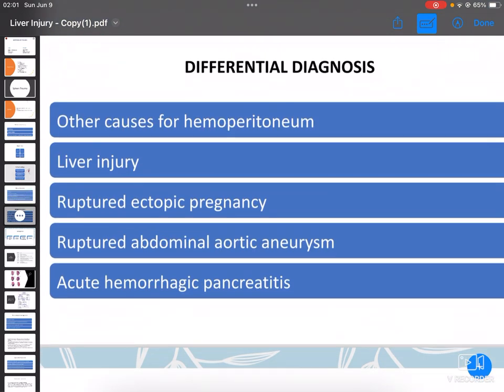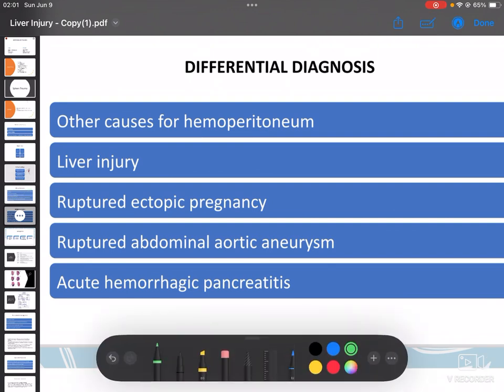Differential diagnosis: other causes of hematuria. There may also be associated liver injury, a very important organ. There may also be a ruptured ectopic pregnancy, so we should keep this in mind. Another is a ruptured abdominal aortic aneurysm.